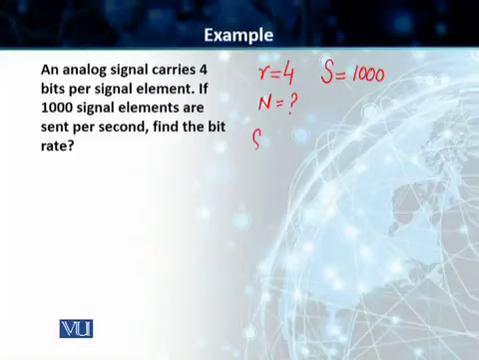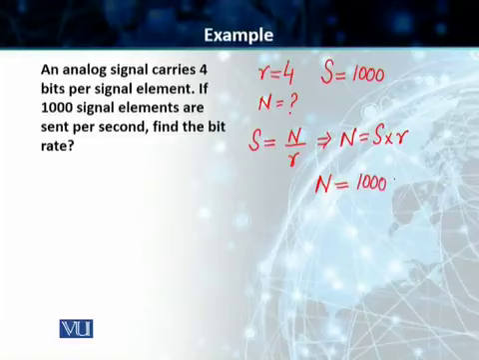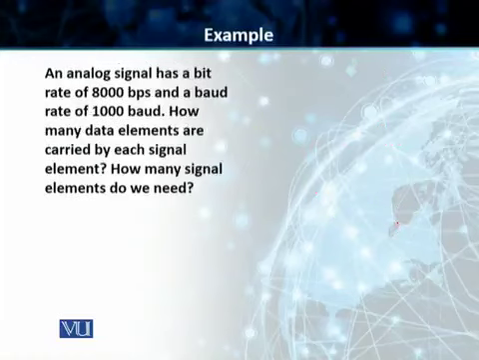What I've told you is S is equal to N divided by R. In this particular case, N will be equal to your signal rate multiplied by your ratio R, and your bit rate will be 1000 multiplied by 4, which is equal to 4000 bits per second. Students, we'll look at the second example.